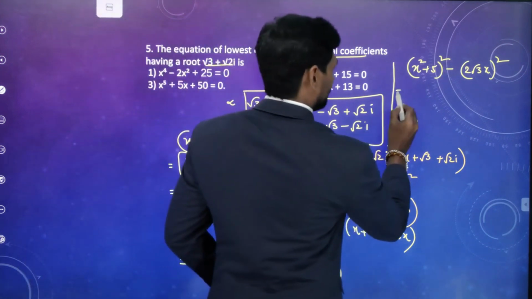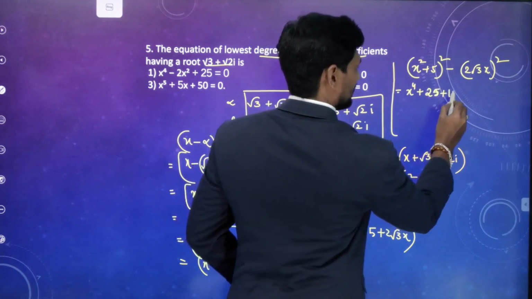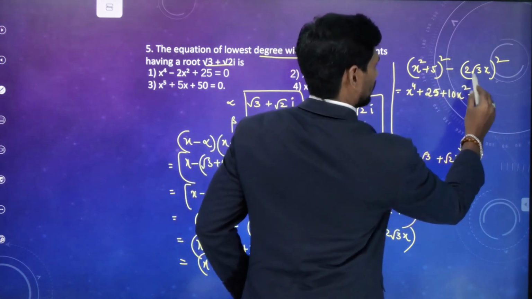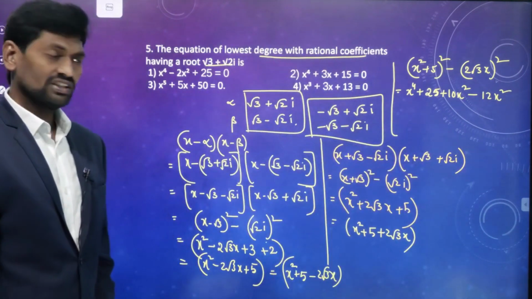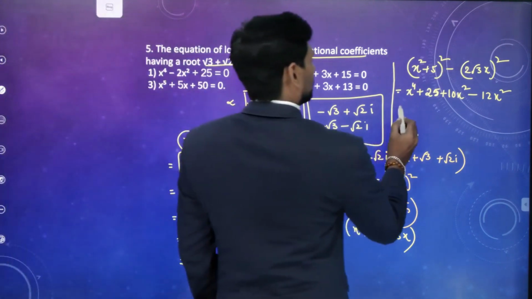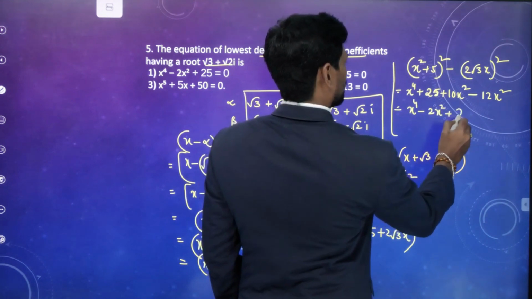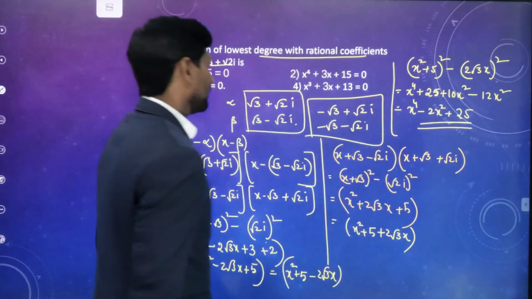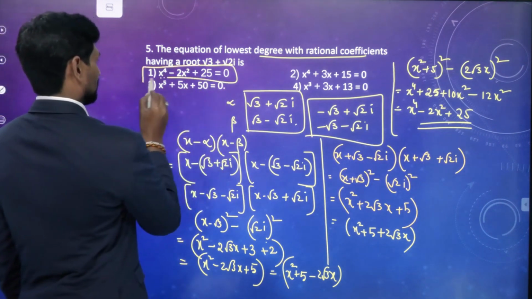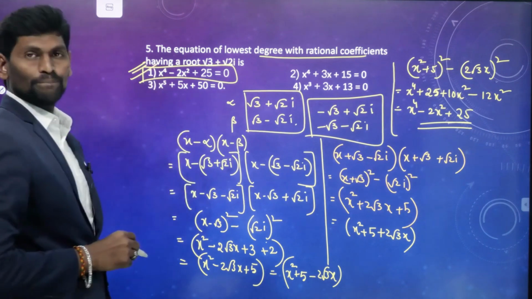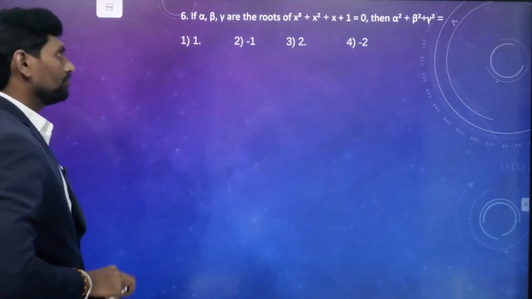So apply here the a plus b whole square formula, a square plus 2ab plus b square, minus 4 into 3, which is 12x square. Okay? So that is x power 4 minus 2x square plus 25. X power 4 minus 2x square plus 25 will be the first option. Now let us go to the next problem.